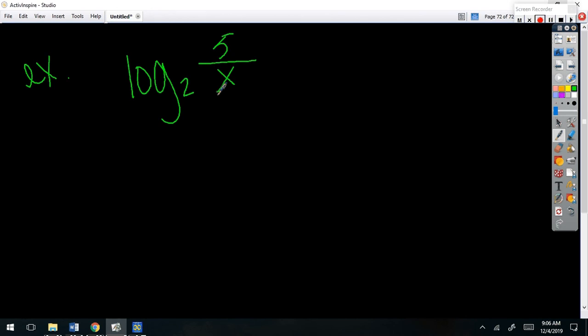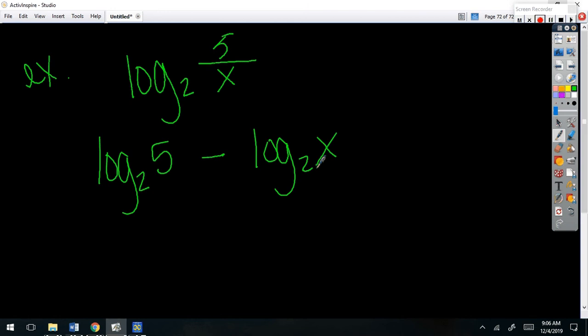Expand that. Log base 2. As you expand, here's a word of caution. Make sure you write log each time. Okay, it's not log base 2 of 5 minus x. You have to write the log every time when you separate them.